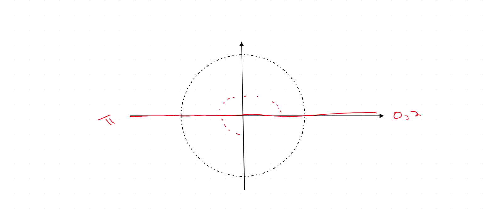And then along the y-axis, we have this angle. If we come up to here, this angle right here is pi over 2. And then we come around down to here, it's 3 pi over 2.